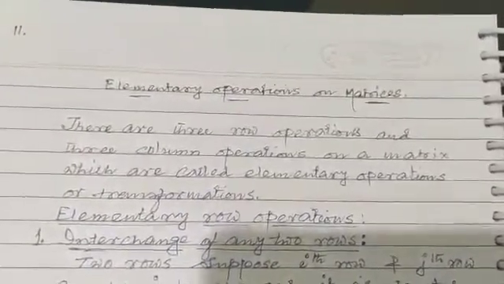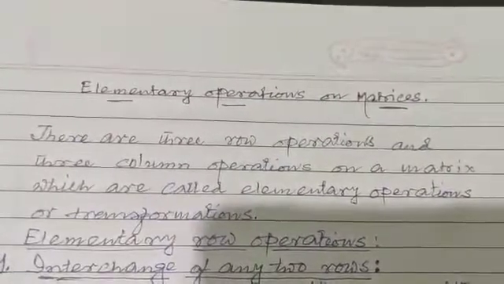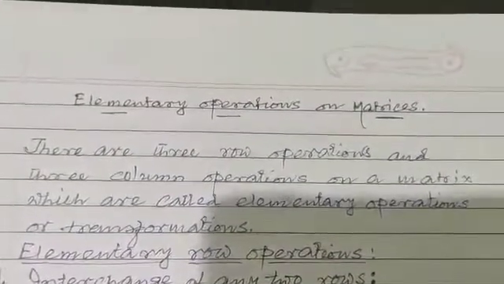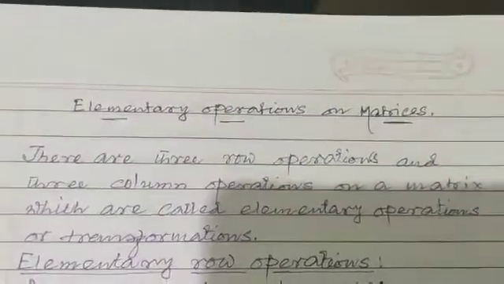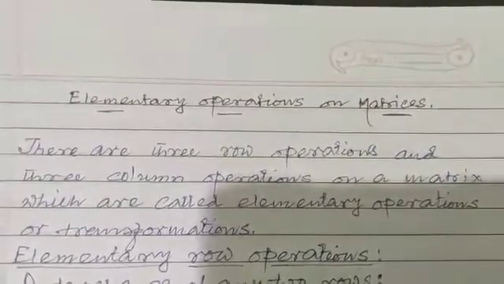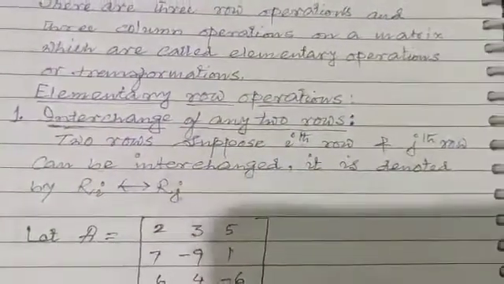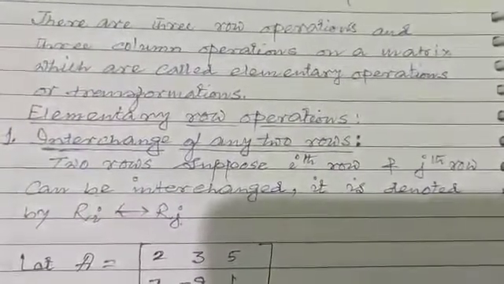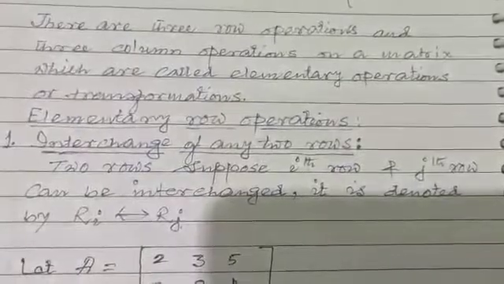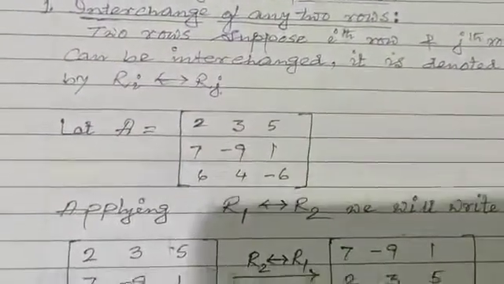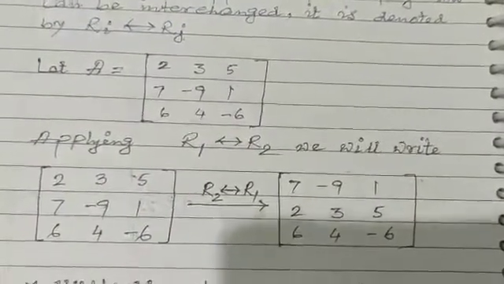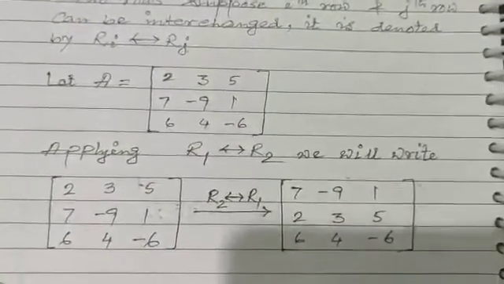Now, what are elementary operations? In a matrix, there are three elementary operations, elementary row operations or elementary column operations, but here we will discuss elementary row operations. The first operation is to interchange any two rows. Suppose two rows, ith and jth row, you can interchange them. After interchanging, the matrix formed is called an equivalent matrix to the original one.